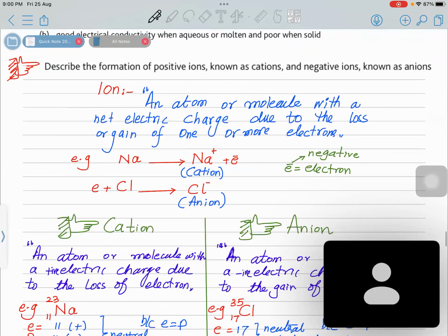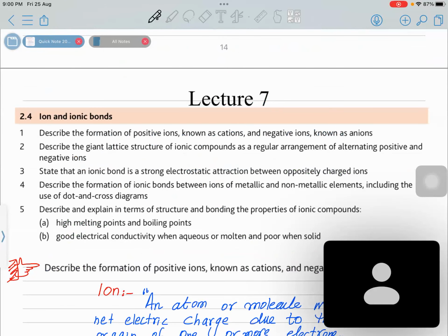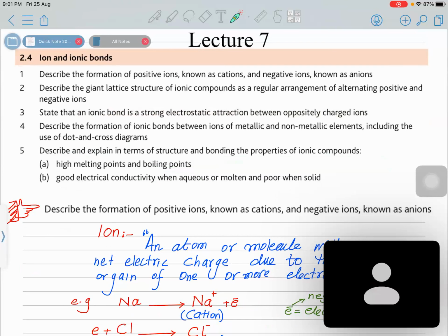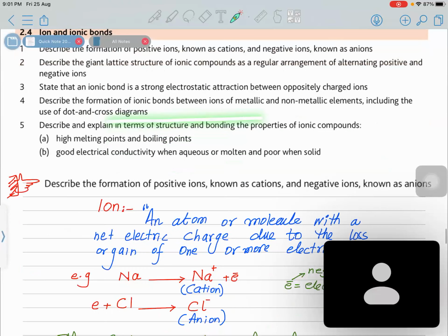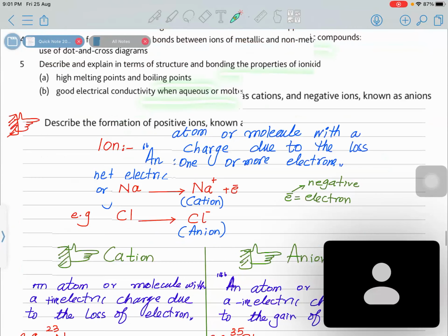Last time we have completed formation of positive ion, right? Yes, sir. We did cation, negative ion, coordination number. Now we are revising the syllabus. Giant lattice structure, strong electrostatic attraction, ionic bond including dot and cross diagram, and properties like melting point and conductivity, yes, we have completed.